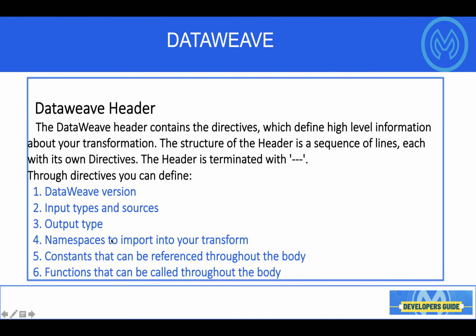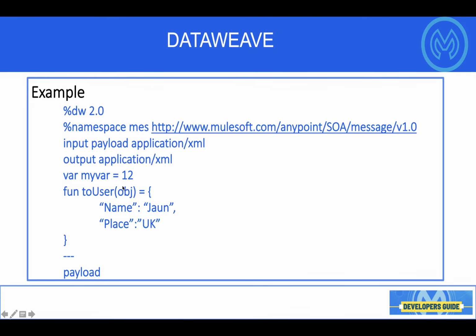Then next we have constant, which can be referenced in the body, and then function. Constant means variable. Here the syntax is: you write the var keyword, then the variable name, and then you provide the value. And then next, function.